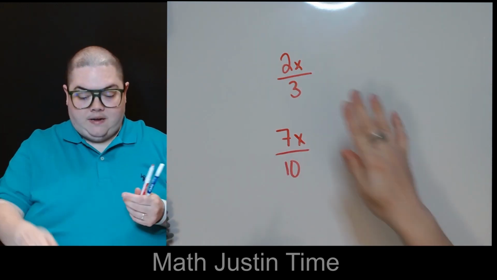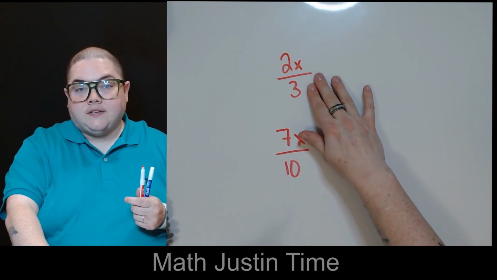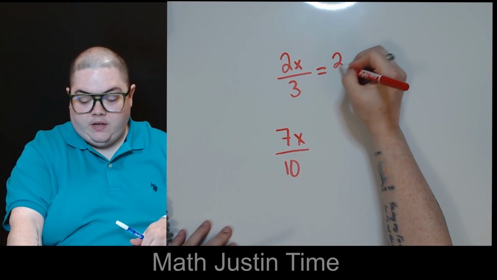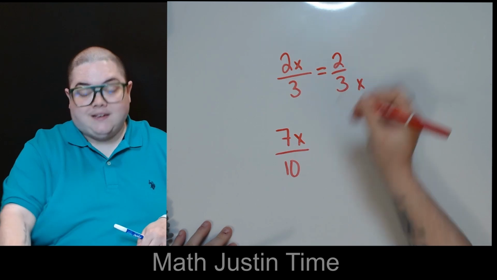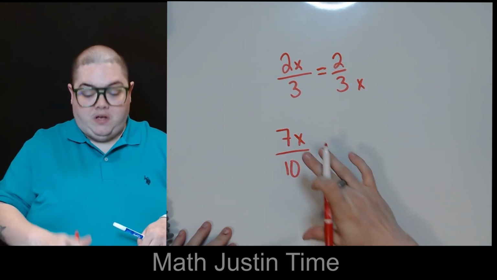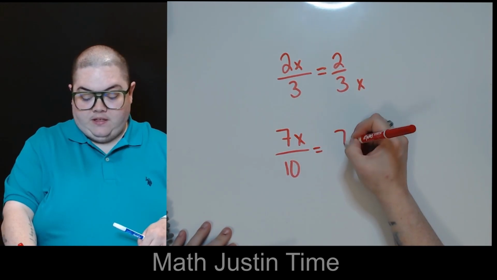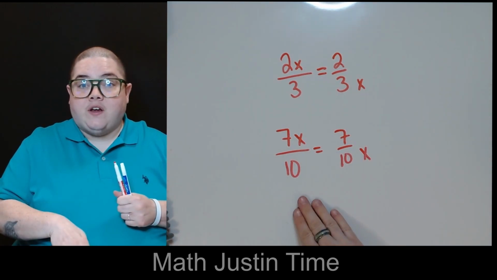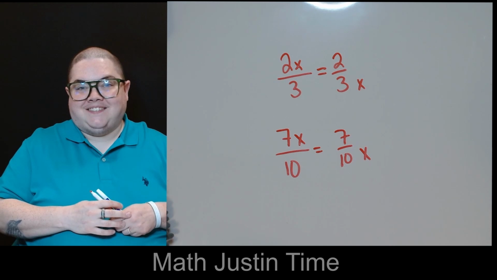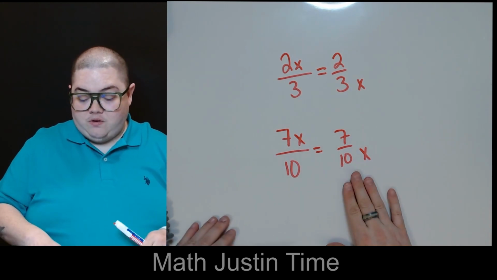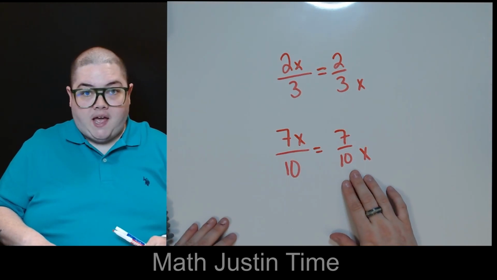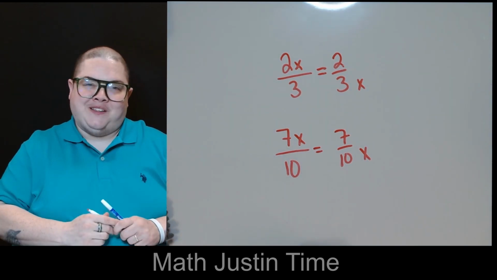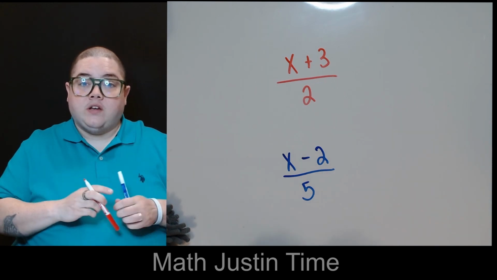So let's look at a couple other examples. We have 2x over 3. Well, we can pull the x out and we're left with 2/3 x. Or this one, we can pull the x out and we're left with 7/10 x. So this is very important to understand. And the same goes the other way too. If you're given 7/10 x, at some point you may need to write it like this, but that's down the line a little ways.